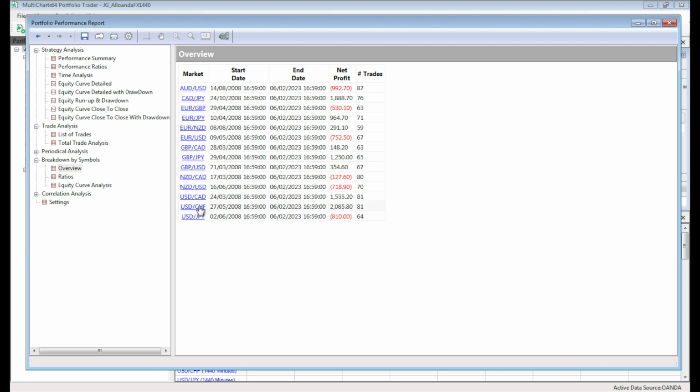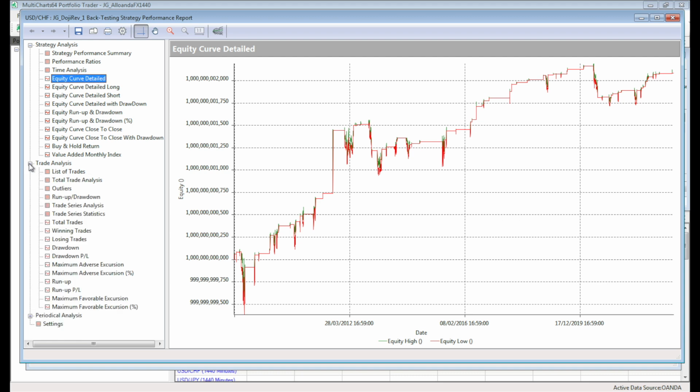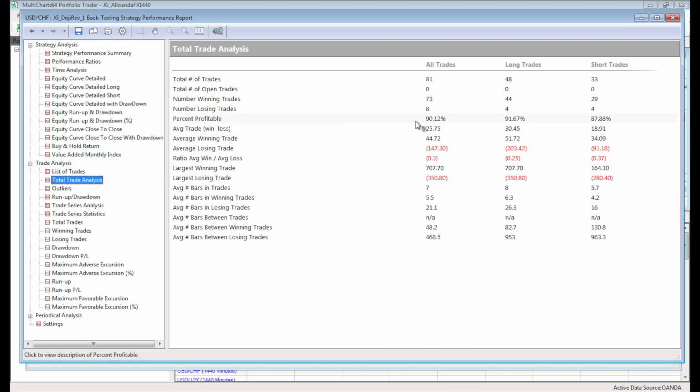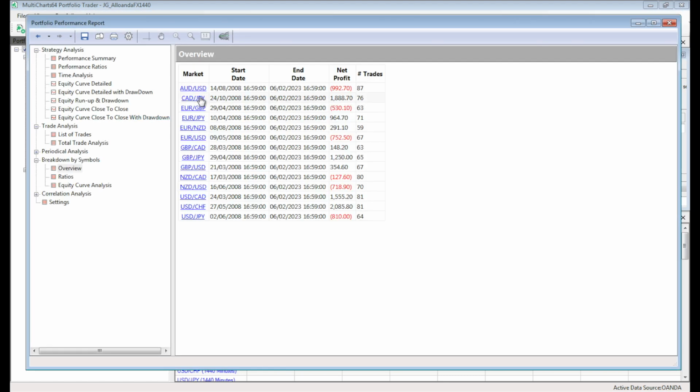US dollar, Swiss franc, that's the most profitable yet, I think. And the equity curve looks okay. What's the average trade value like? We're 90% profitable. We've got a large average trade at 25 pips. That's probably one of the best yet, that and Canadian, Japanese yen. The last one, US dollar, Japanese yen, that's not profitable, so we won't bother looking at that one.